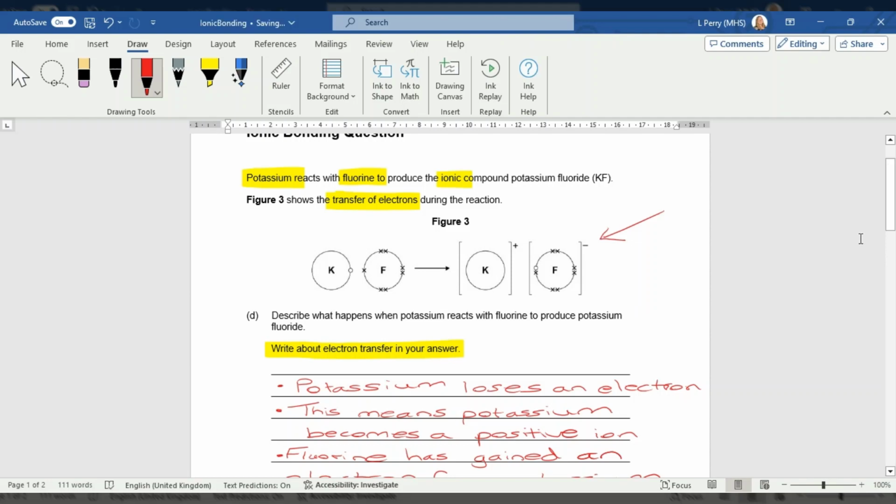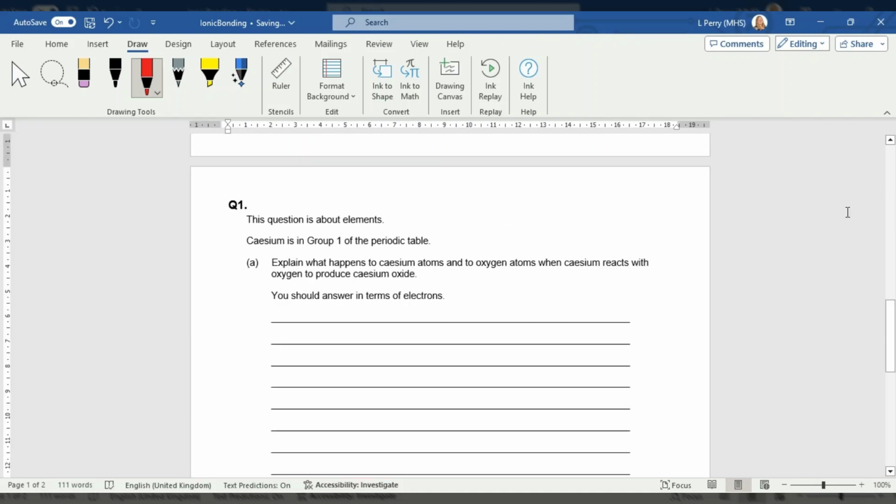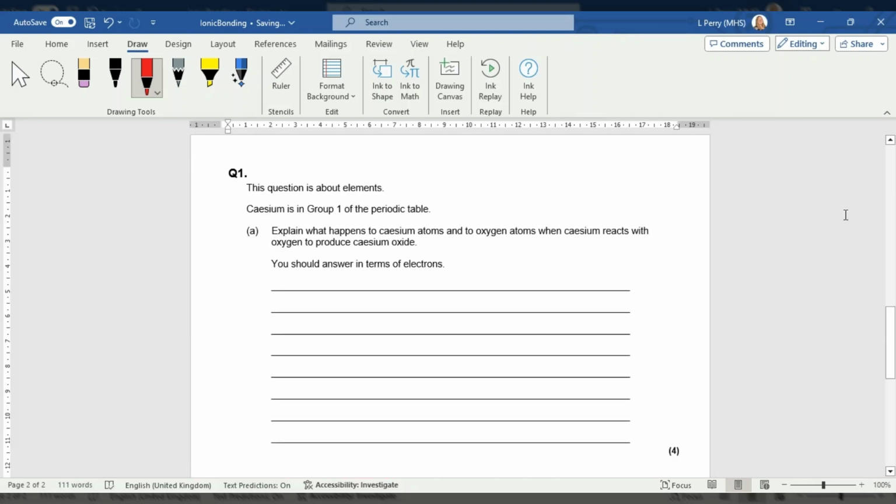Now, the second question I'm going to show you doesn't have a diagram. There are still some clues in the question which tell me what to do, though, but obviously this one is that bit harder. I do have to have some of that background knowledge. So this one says, this question is about elements. Cesium is in group 1 of the periodic table.